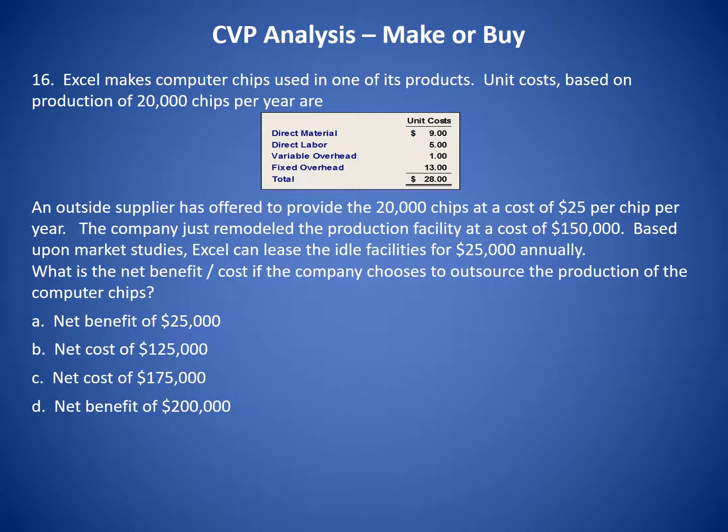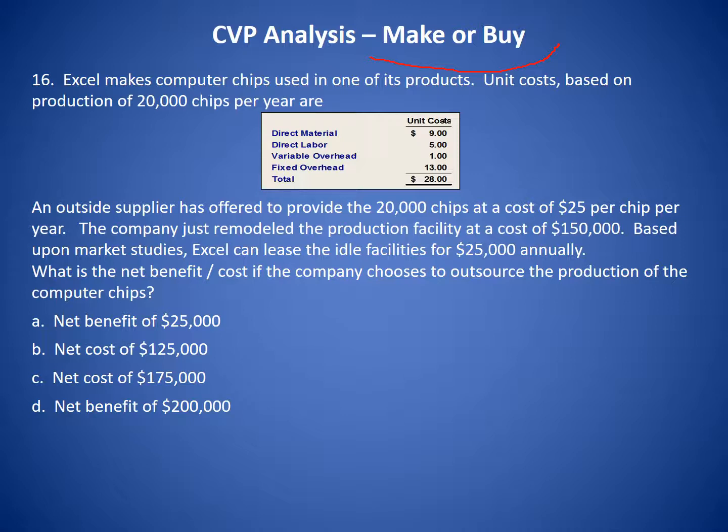Okay, now let's take a look at problem 16. This is cost, volume, profit analysis, decision making. But in this case, instead of accepting special orders, we're talking about a make or buy decision. Excel makes computer chips used in one of its products.